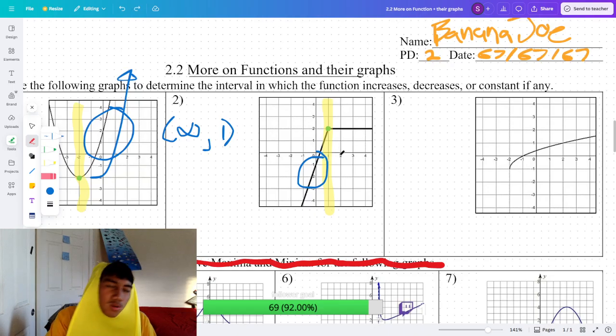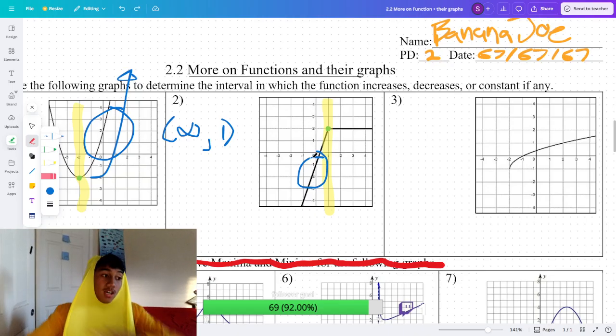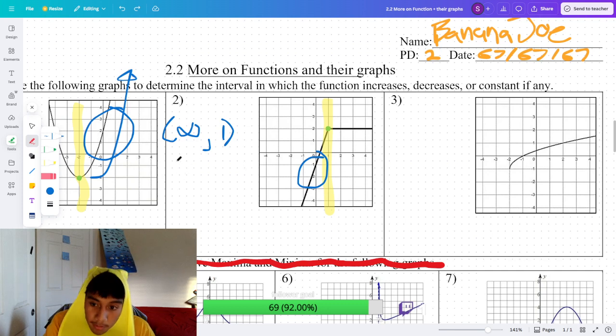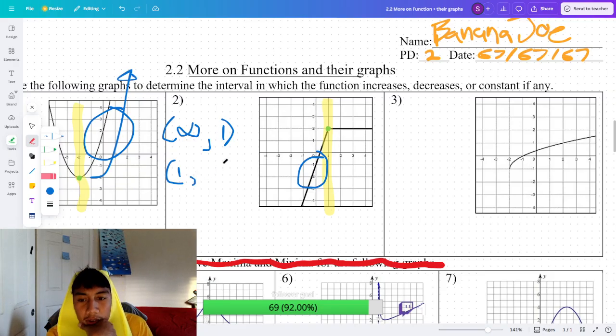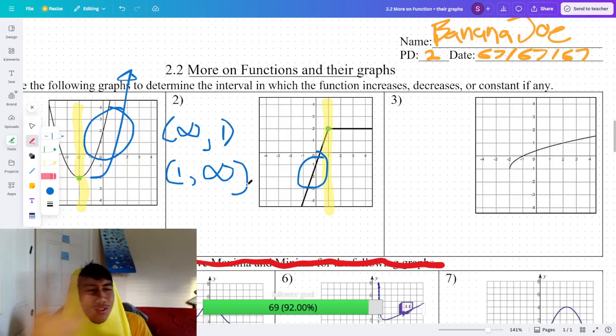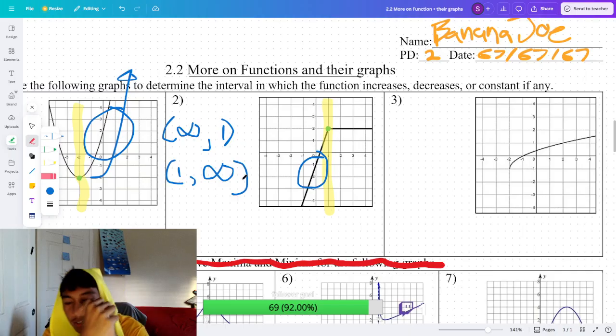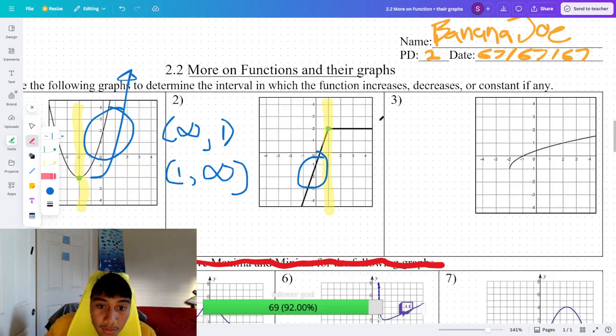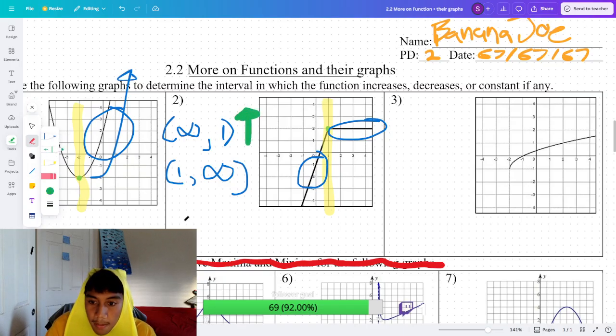Now you might be wondering, why isn't it 2? We use the x-axis, not the y-axis. Banana Joe believes in domains. And so we pick up where we left off at 1, and then we plot infinity. We say this is infinite because it's going on forever. Not up like this one, but constant.